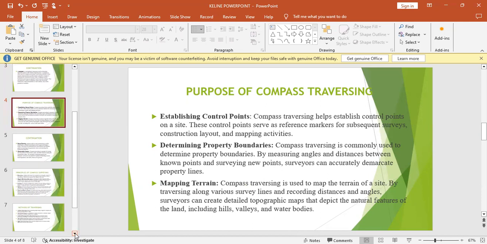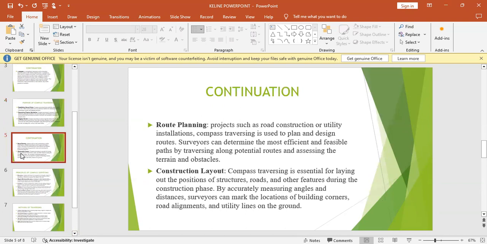The second point is determining the property boundaries. Compass traversing is commonly used to determine property boundaries by measuring angles and distances between known points and surveying new points. Surveyors can accurately determine property lines. The third point is mapping terrain. Compass traversing is used to map the terrain of a site by traversing along various survey lines and recording distances and angles. We can see in all of these purposes, it's all about the directions. So these things are just self-explanatory.